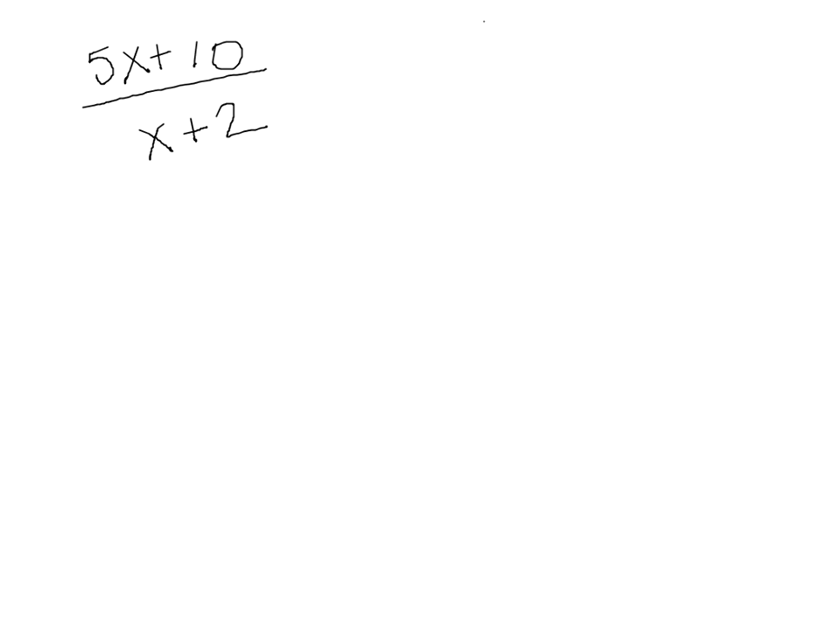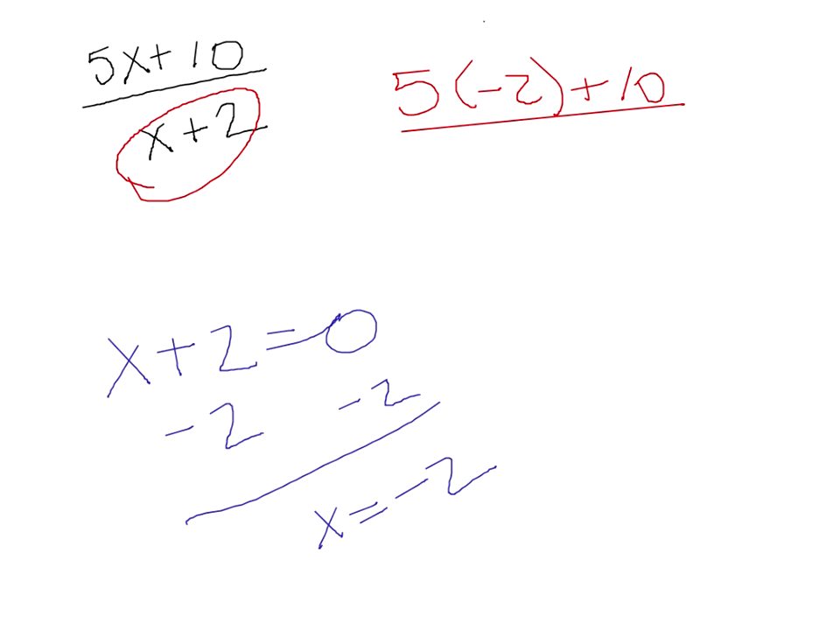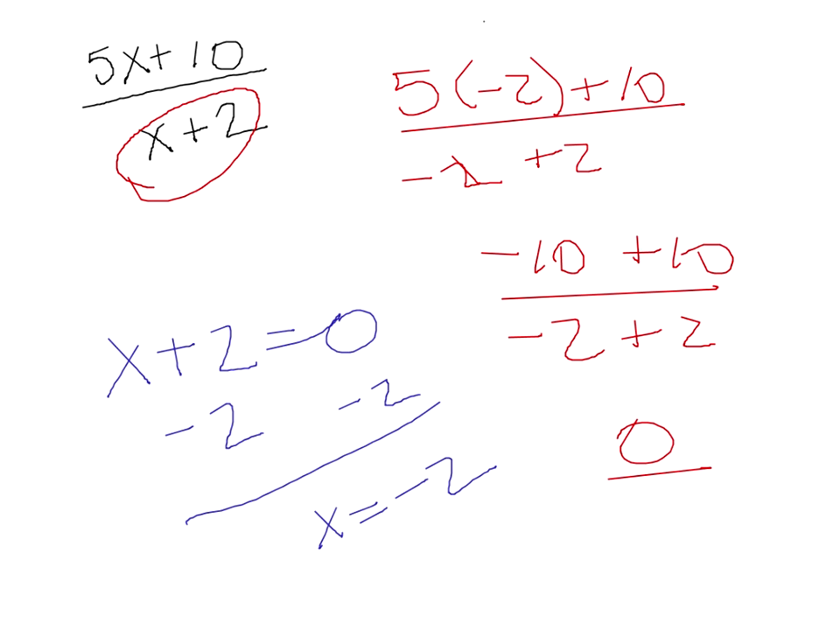You have to be able, in order to have a function, you have to use all of the values in the domain. So when I look here at this one, if I look at the denominator, I get x plus 2 in the denominator, and there are conditions where the denominator would be equal to 0. And that would happen when x equals minus 2. So if x equals minus 2, I get minus 10 plus 10 over minus 2 plus 2, and what I get is 0 over 0.